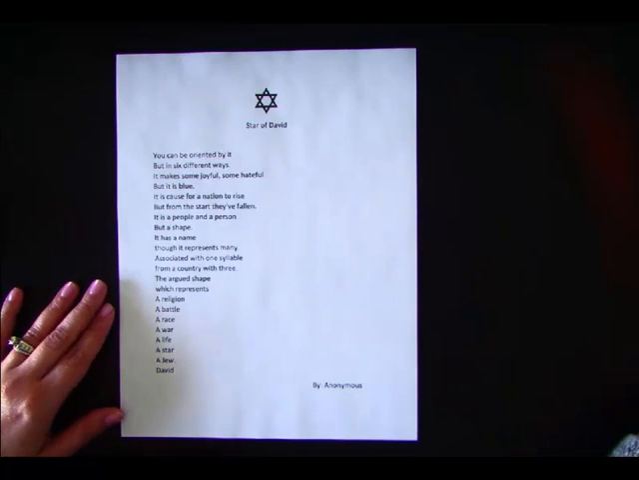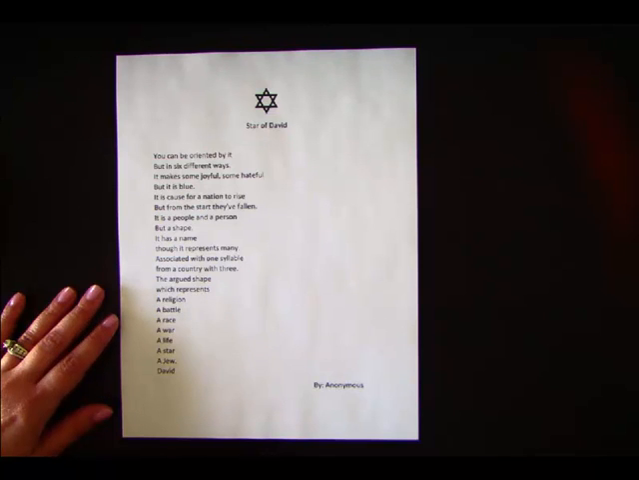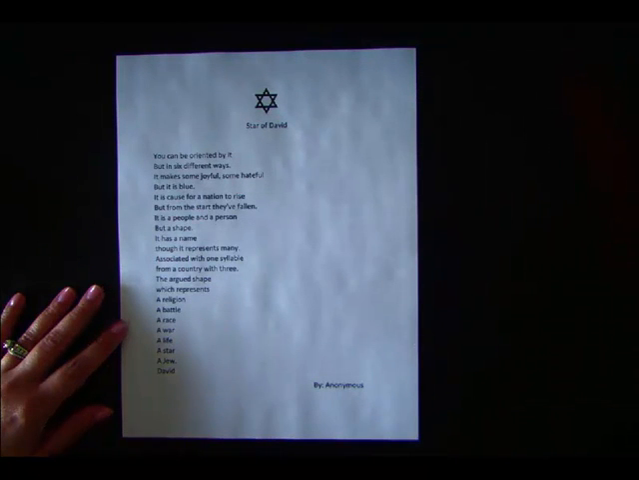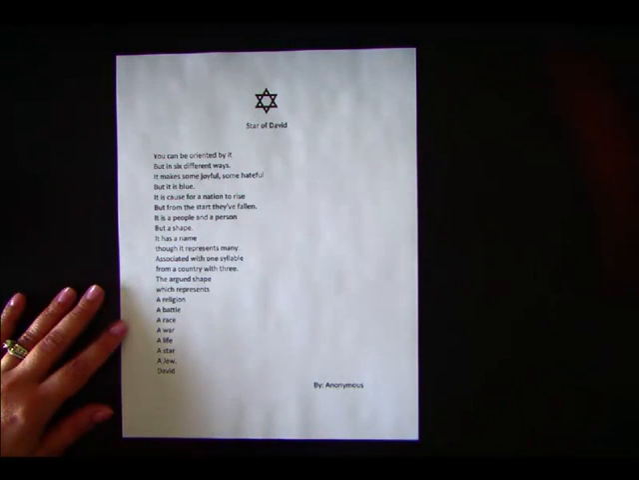You can be oriented by it, but in 6 different ways. It makes some joyful, some hateful, but it is blue. It is cause for a nation to rise, but from the start they've fallen. It is a people and a person, but a shape. It has a name, though it represents many, associated with 1 syllable, from a country with 3. The argued shape, which represents a religion, a battle, a race, a war, a life, a star, a Jew. David.